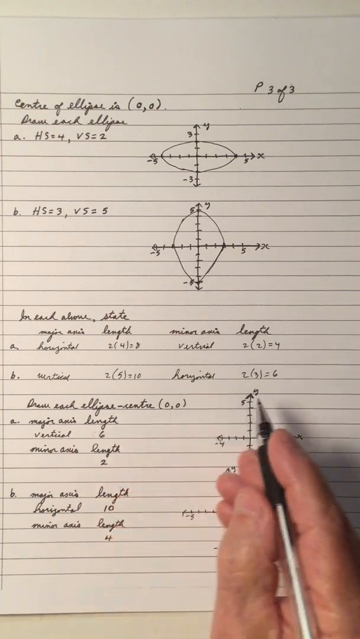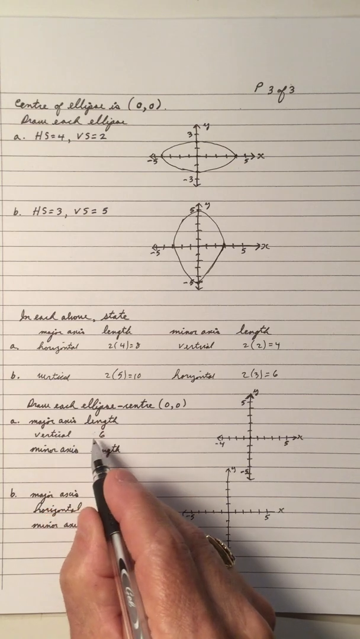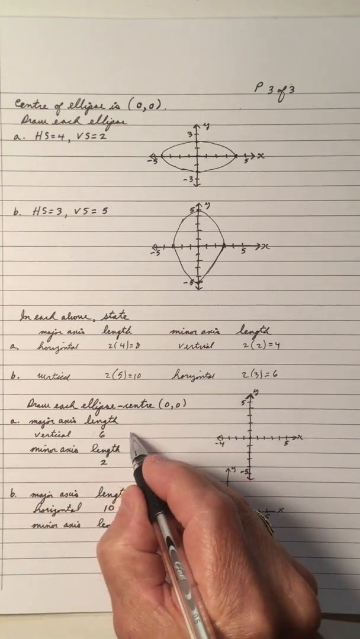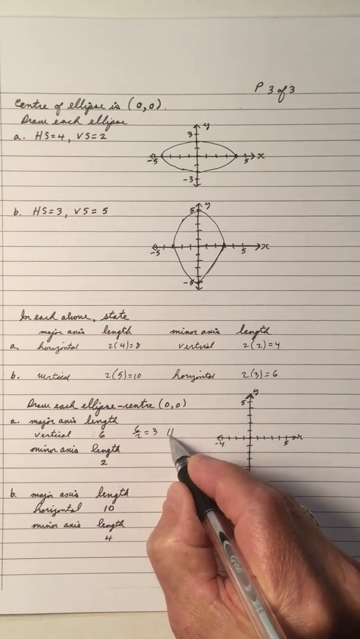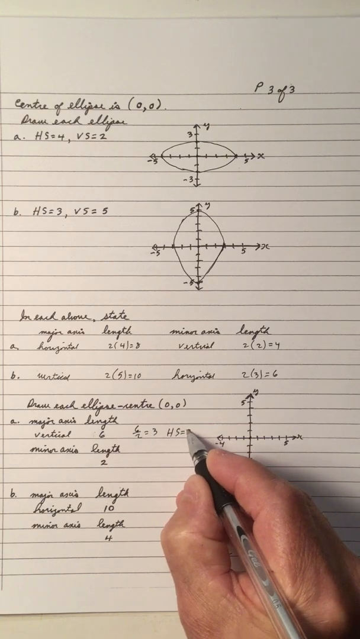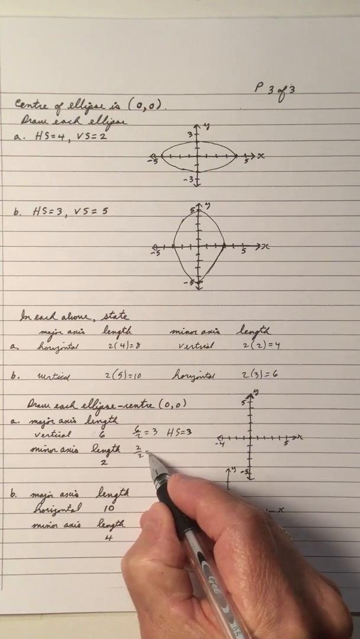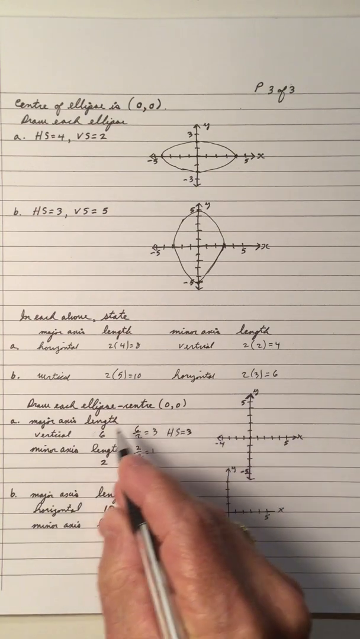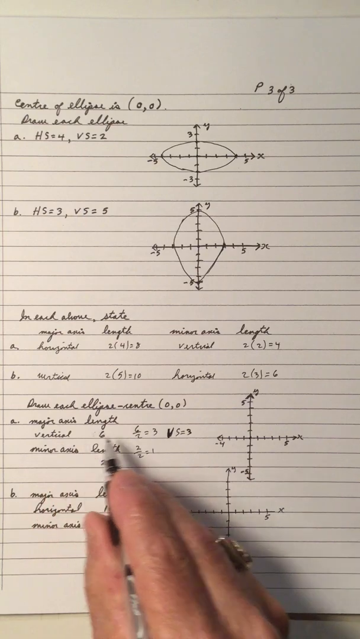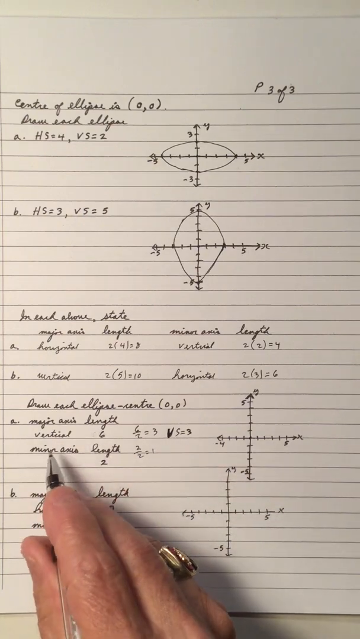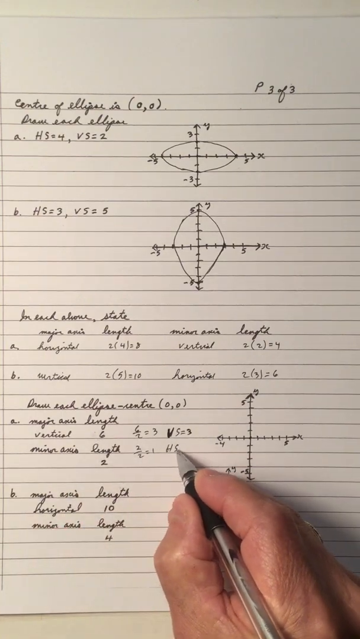Draw each ellipse. The center is 0, 0. Here we go. Center is 0, 0. The major axis is vertical with a length of 6. So if the length is 6, 6 divided by 2 gives you 3. So that means the vertical stretch is 3. And if the minor axis has a length of 2, then 2 divided by 2 is 1. That's the vertical stretch of 3, because the vertical axis is the major. So if the major is the vertical, then the minor must be the horizontal, so the horizontal stretch is 1.